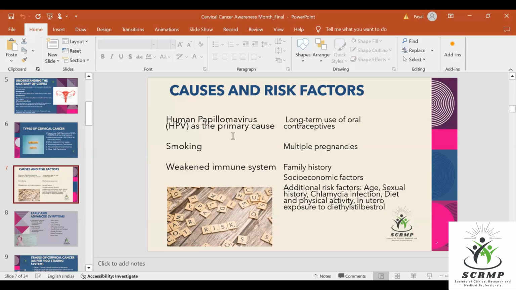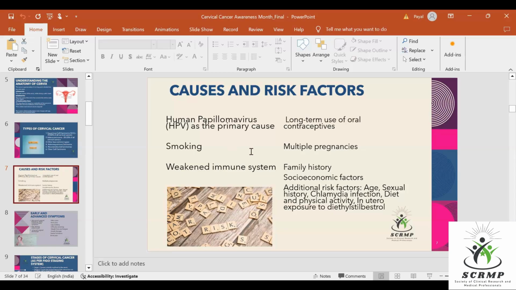Now, regarding infection prevalence, 80% of sexually active individuals will be infected with HPV at some point in their lives. So this is very important to know. And most HPV infections, about 90% of them, clear on their own within 2 years. So what is the risk then, if they clear within 2 years? You need a repeated or persistent infection, and the virus strain that is infecting has to be high risk. That is necessary for the development of cervical cancer.